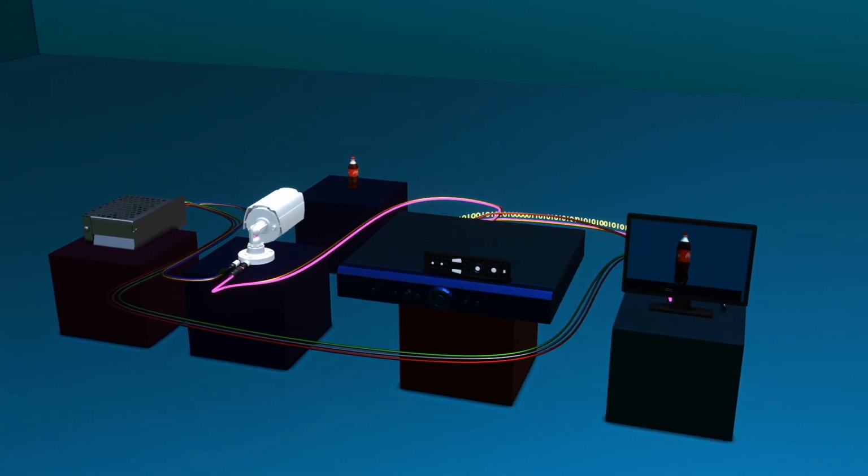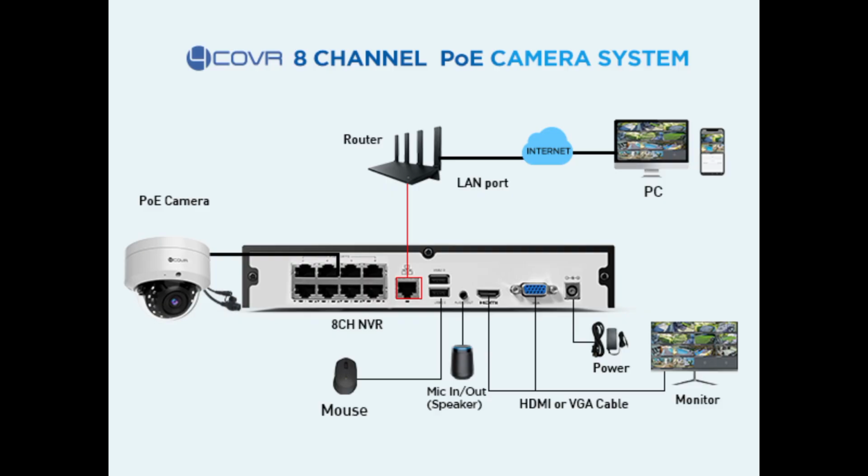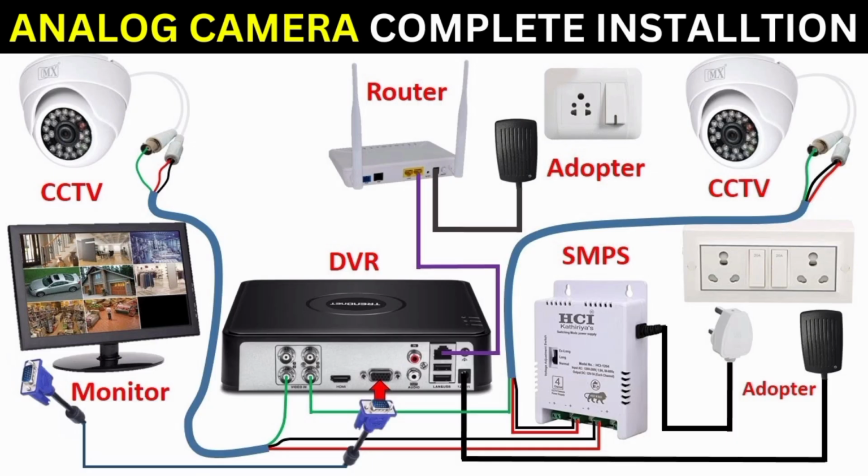CCTV systems exist in different categories. There are IP systems that use digital signals and are often connected via Ethernet cables. These systems offer higher resolution, better scalability, and easier integration with computer networks and remote viewing applications. There are analog systems, which use coaxial cables and are typically more cost-effective for smaller or simpler installations.